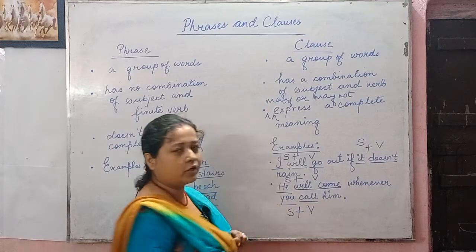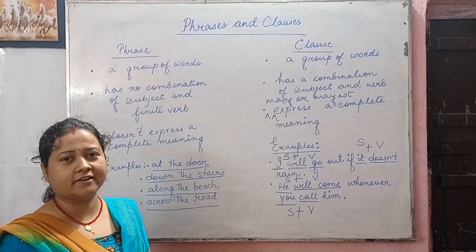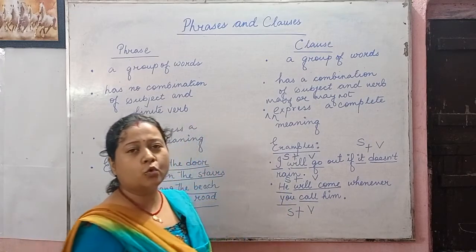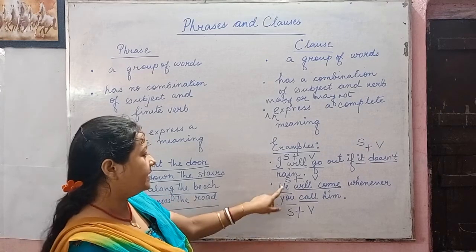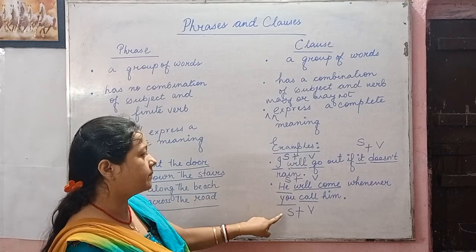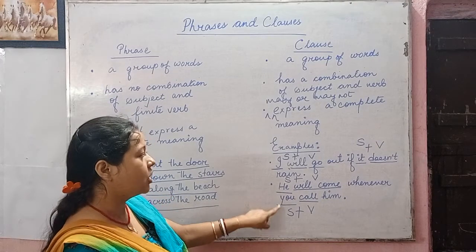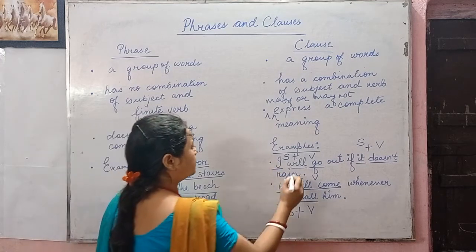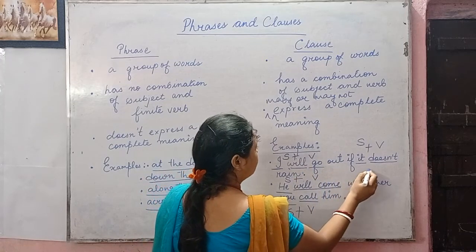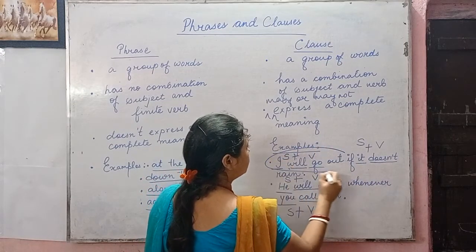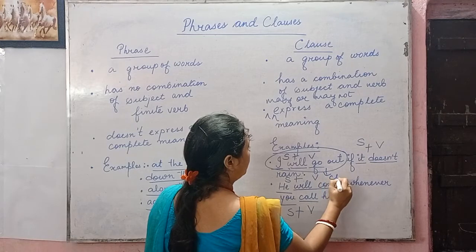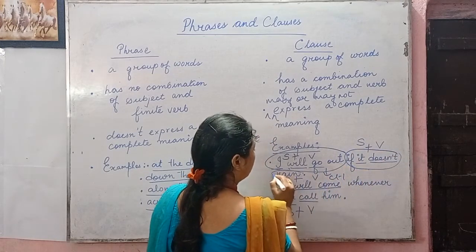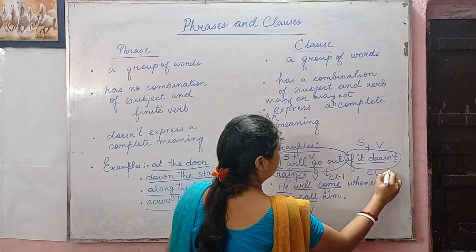Children, here also we got a combination of subject and verb. That means in this sentence also we got two clauses. One clause here, and another clause here, right? And in the first sentence also we have got two clauses. This is one clause and this is one clause. This is clause number 1 and this is your clause number 2, right?